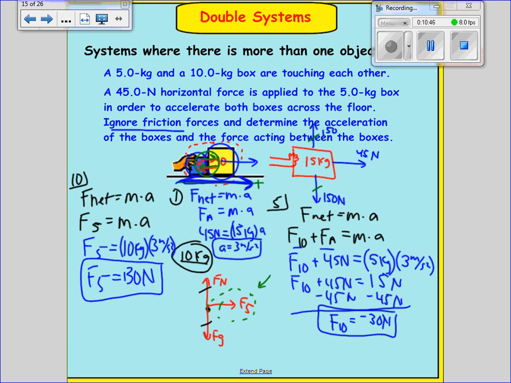Notice that here it's positive because according to the 10 kilogram force diagram, that force is pointing in the right direction. So no matter which block you choose, you're going to get the same magnitude of 30. You will just get opposite signs because they'll be pointing in opposite directions. All right, let's just do one more example so we can keep this video kind of short.